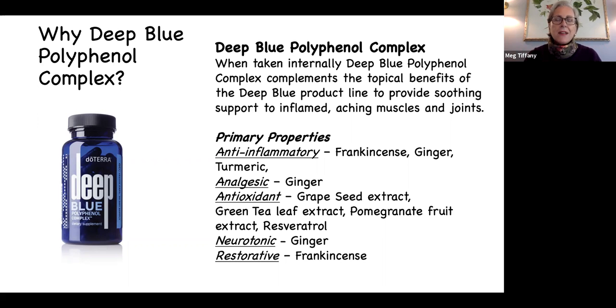So what does Deep Blue have in it? It's a strong anti-inflammatory, which it gets from frankincense, ginger, and turmeric. It's a very powerful antioxidant with grapeseed extract, green tea extract, pomegranate fruit extract, and resveratrol. We've all heard about these in the news and how great they are for managing and helping with the antioxidants, helping repair or protect against the free radicals that can cause cellular damage. Deep Blue also has the frankincense, which is also supportive in being restorative at the cellular level.